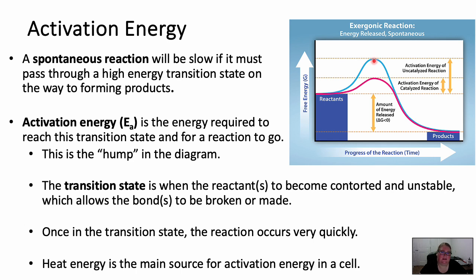So this hump in this diagram is what we call the activation energy, or EA. This is the amount of energy needed to reach this transition state and have the reaction happen. This is the diagram for a spontaneous or exergonic reaction. We're going to release energy, is what this means. Once we get to the transition state at the top of the hump, our reaction actually happens pretty quickly. But how fast we get to the top of this hump depends on the reaction.